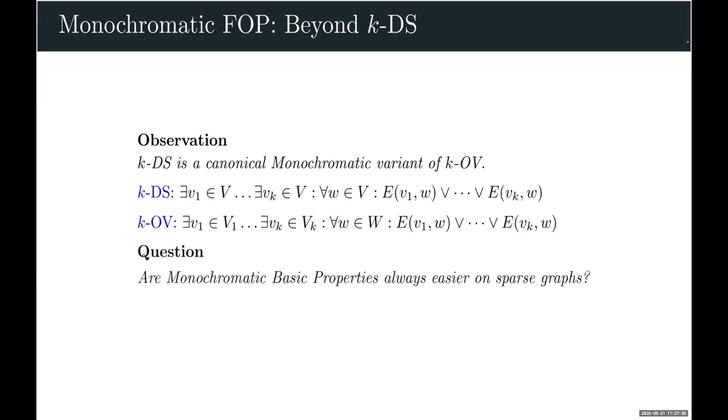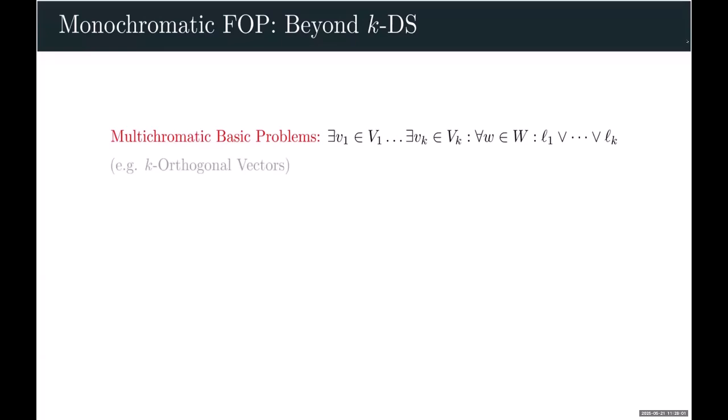And so now a natural question that arises is, since for KOV in sparse graphs we cannot do anything, while for K-dominating set we can, are monochromatic basic problems always easier in sparse graphs? The answer is no, but we will get to that.